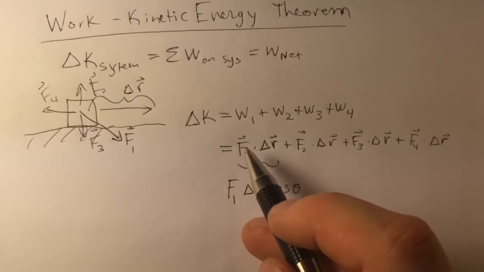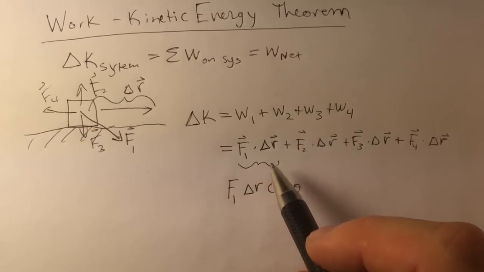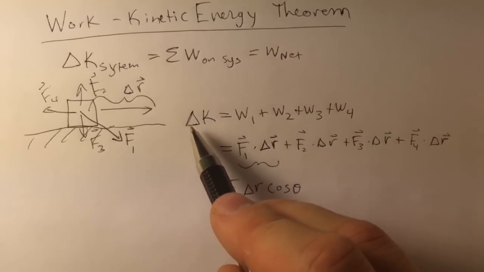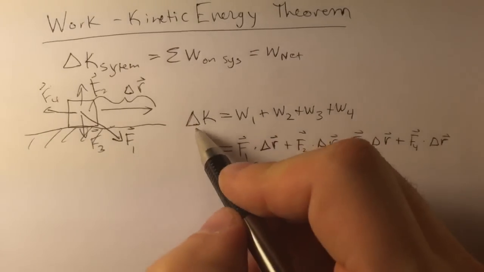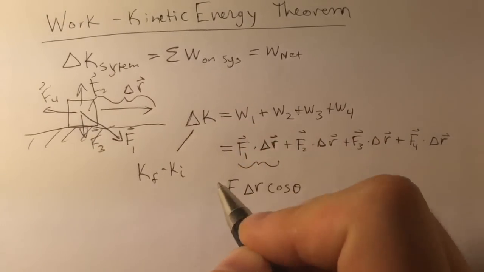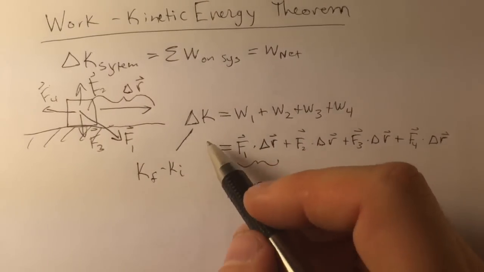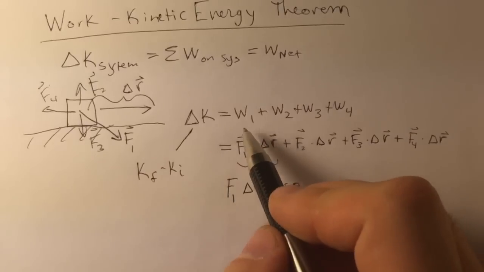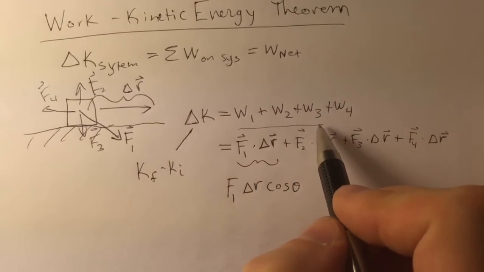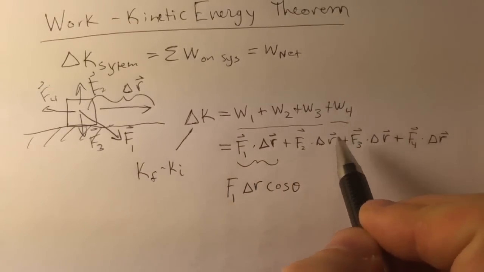You could, for example, use it when you maybe know all the work and just the initial kinetic energy, and you could find the final kinetic energy. Don't forget that this is K final minus K initial. Or if you know how much the kinetic energy changes, and say you know these three works, you could find the work done by the fourth force.